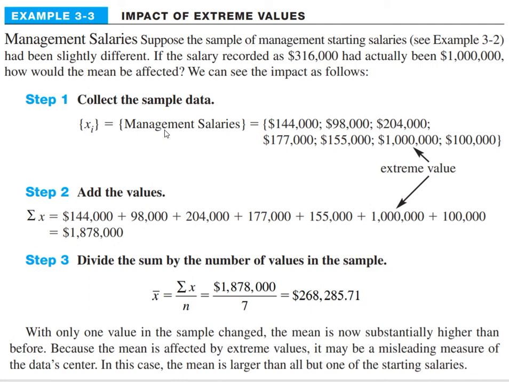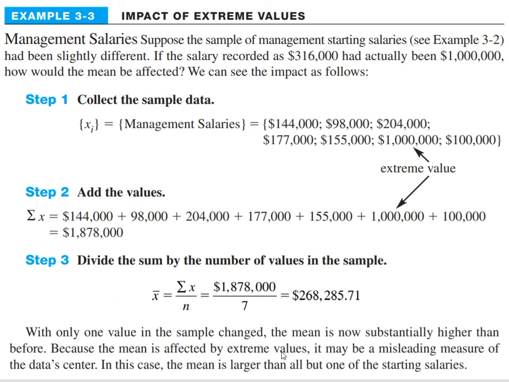Okay. So, as you can see, siya 1 million, outlier, dako kayong sweldo. So, dako kayong changes sa iyahang mean, no? So, with only one value in the sample changed, the mean is now substantially higher than before. Because the mean is affected by extreme values, it may be a misleading measure of data center. In this case, the mean is larger than all but one of the starting salaries.